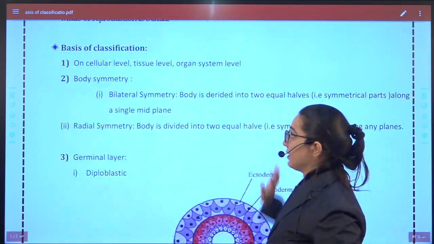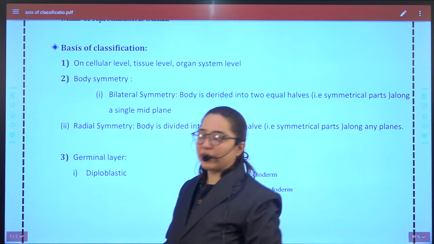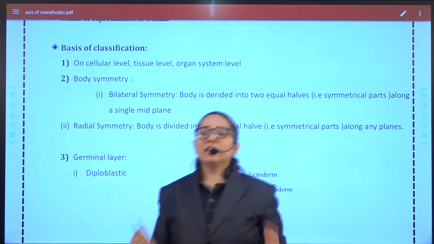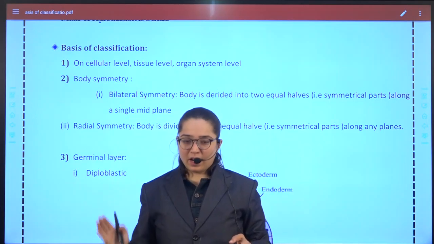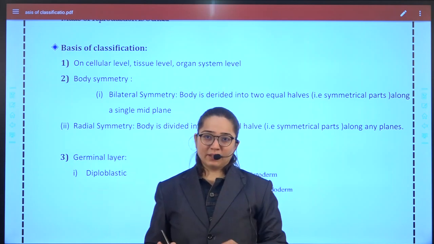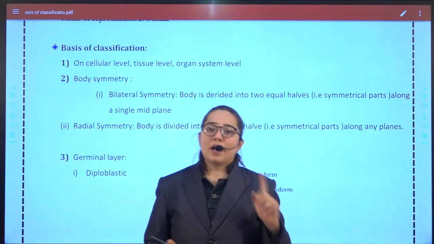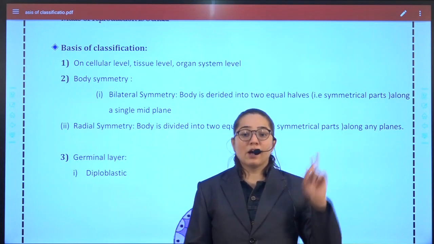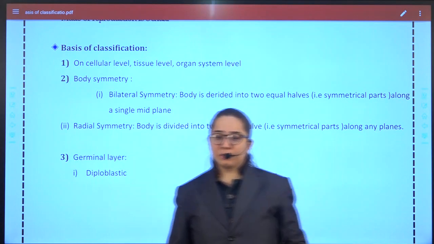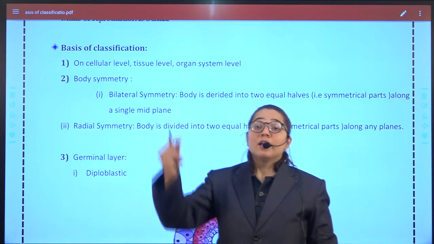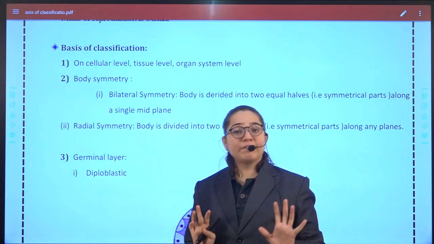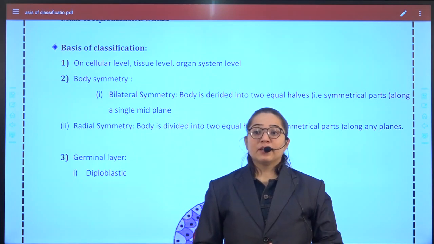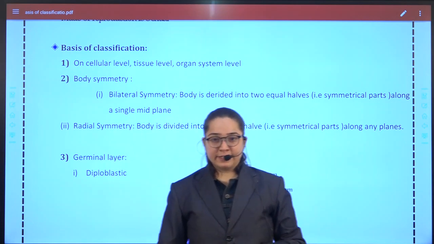What's the next part? It's how the classification is done. You heard these nine phyla names: Porifera, Coelenterata, Platyhelminthes, Nematoda, Annelida, Arthropoda, Mollusca, Echinodermata, and Chordata. These nine phyla of kingdom Animalia we have divided.